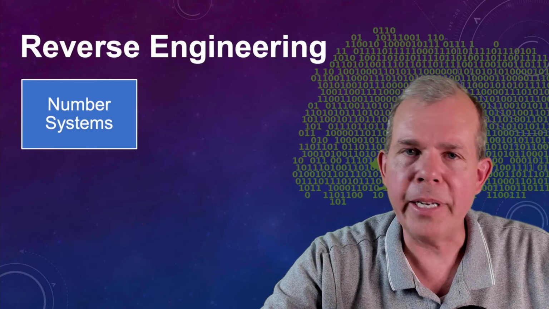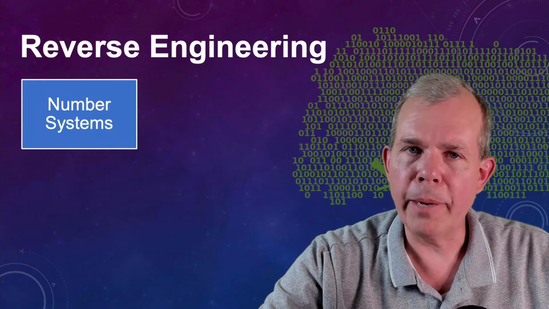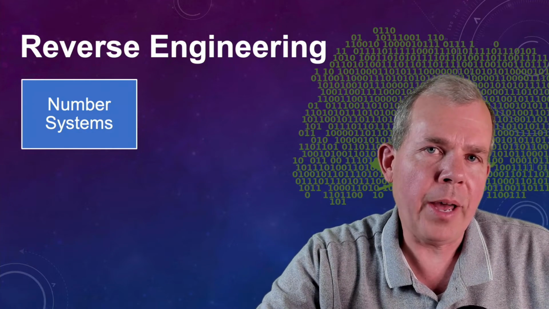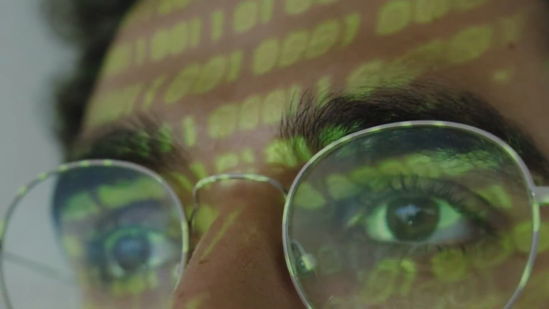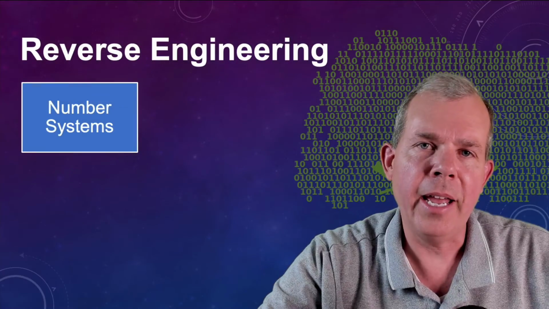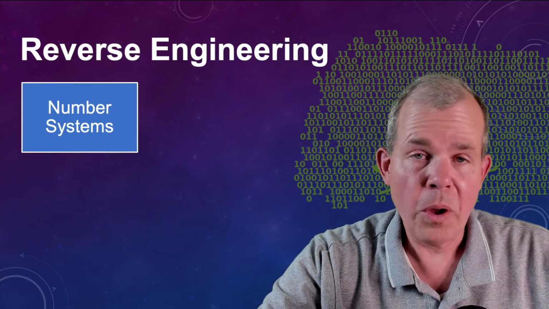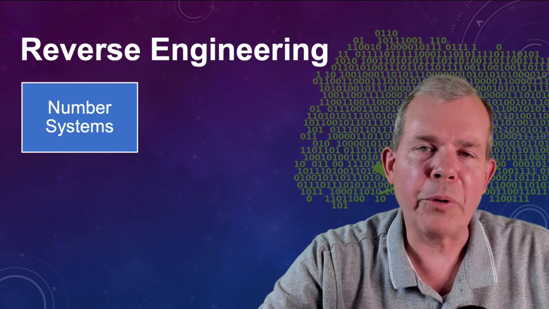This course is taught in 8 pieces. In part 1, we'll talk about numbering systems. If you have not seen binary numbers or hexadecimal before, this will give you a great start into how you can understand what a reversed piece of software looks like.